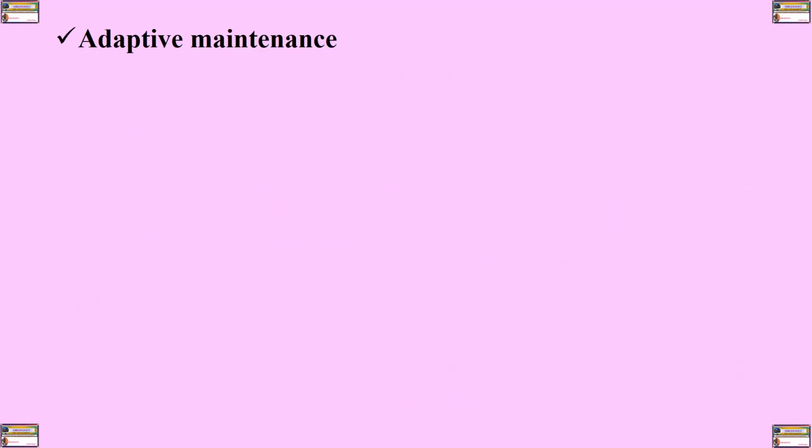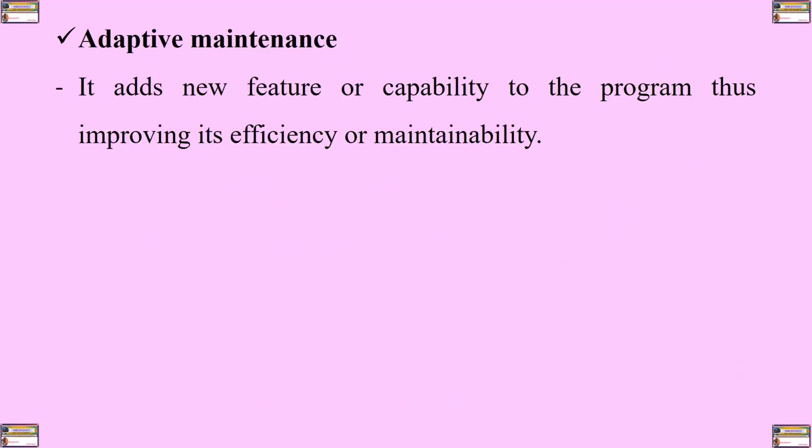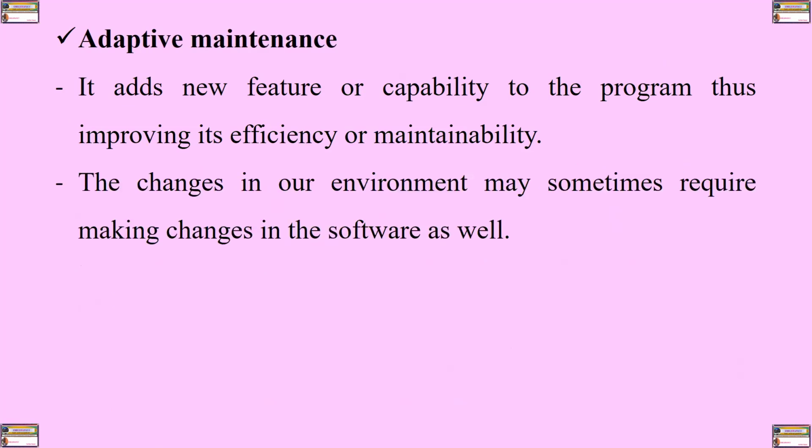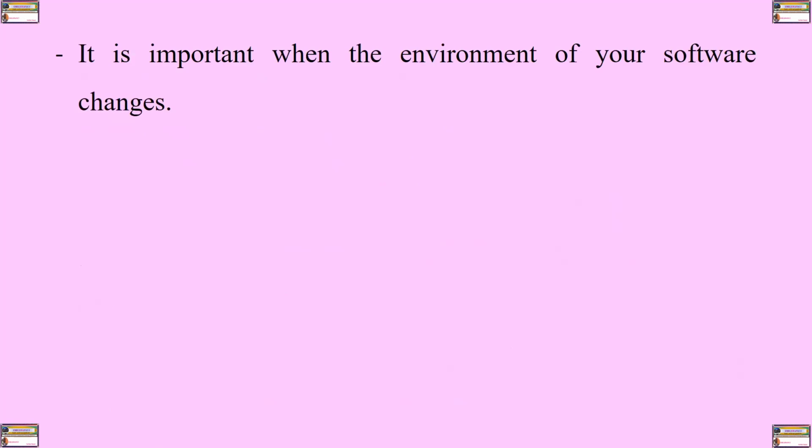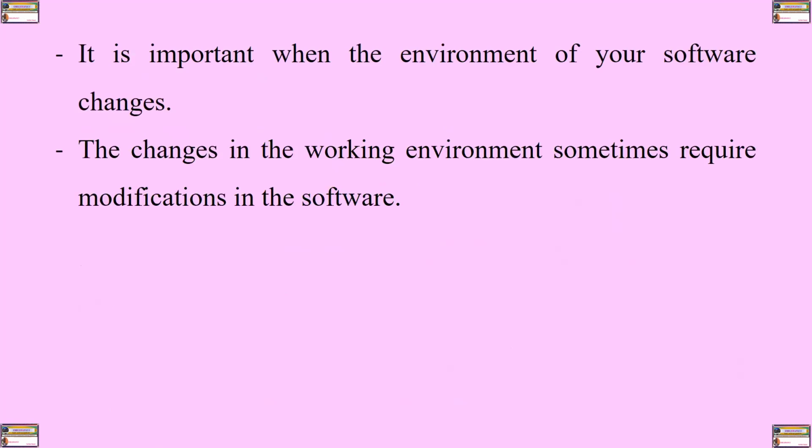Then we have what we call the adaptive maintenance. Adaptive maintenance is usually the process of adding new features or capability to the program, thus improving its efficiency or maintainability. The changes in our environment may sometimes require making changes in the software as well. Therefore, it is adaptive maintenance. For example, changing the software according to some new rules of the government. It is important when the environment of your software changes. The changes in the working environment sometimes require modifications in the software.